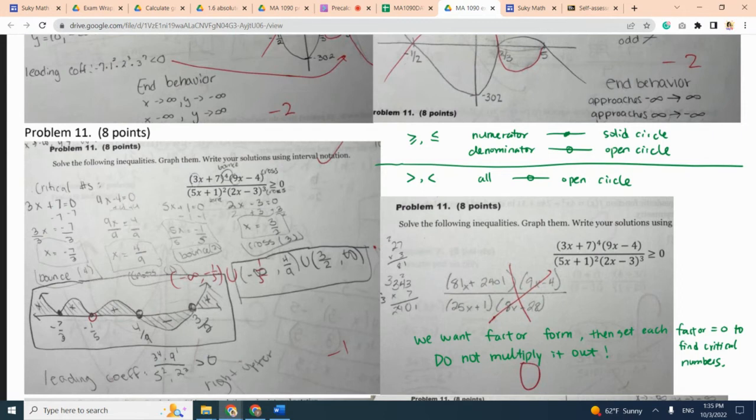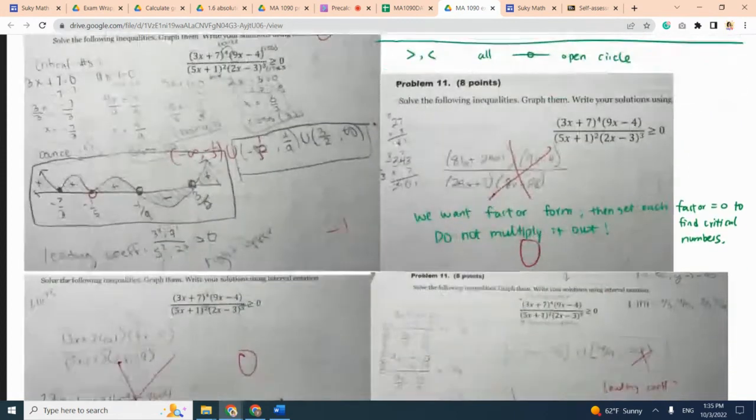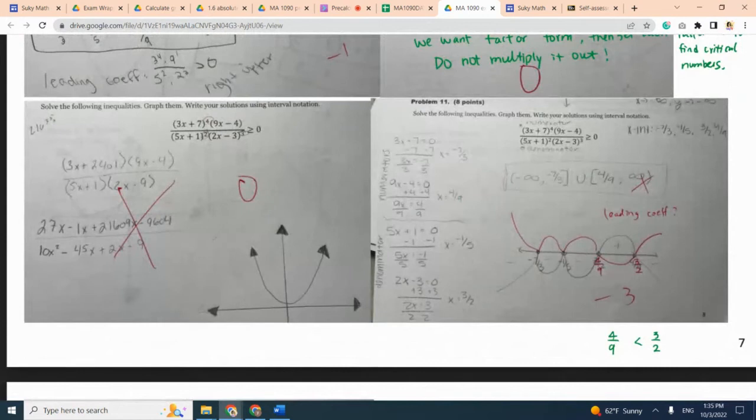And then we set each factor equal to 0 to find the critical numbers. We don't want to distribute or multiply out or expand it. We want the factor form. So if you do the practice exam, you know what we want to do here. We want the factor form. So don't expand it.